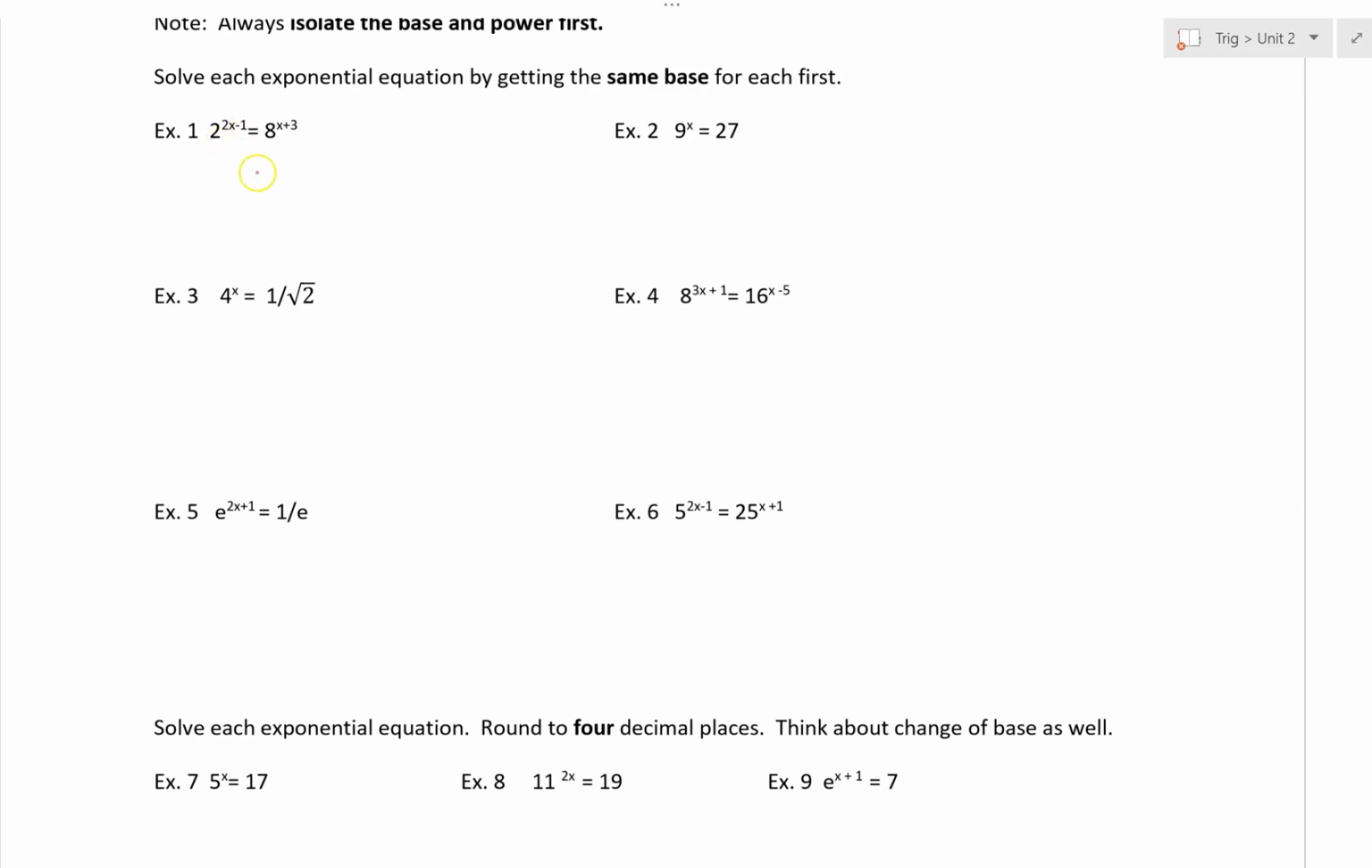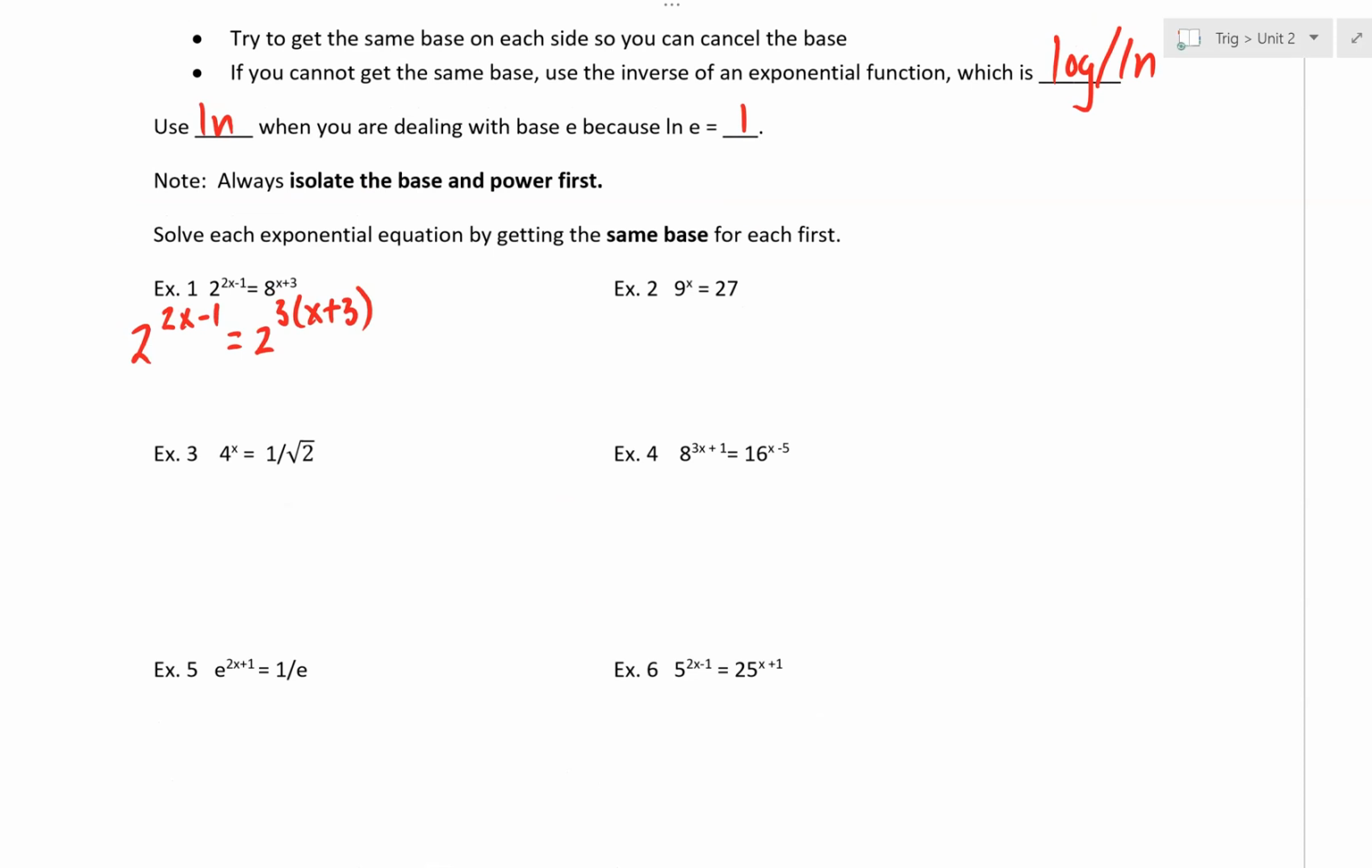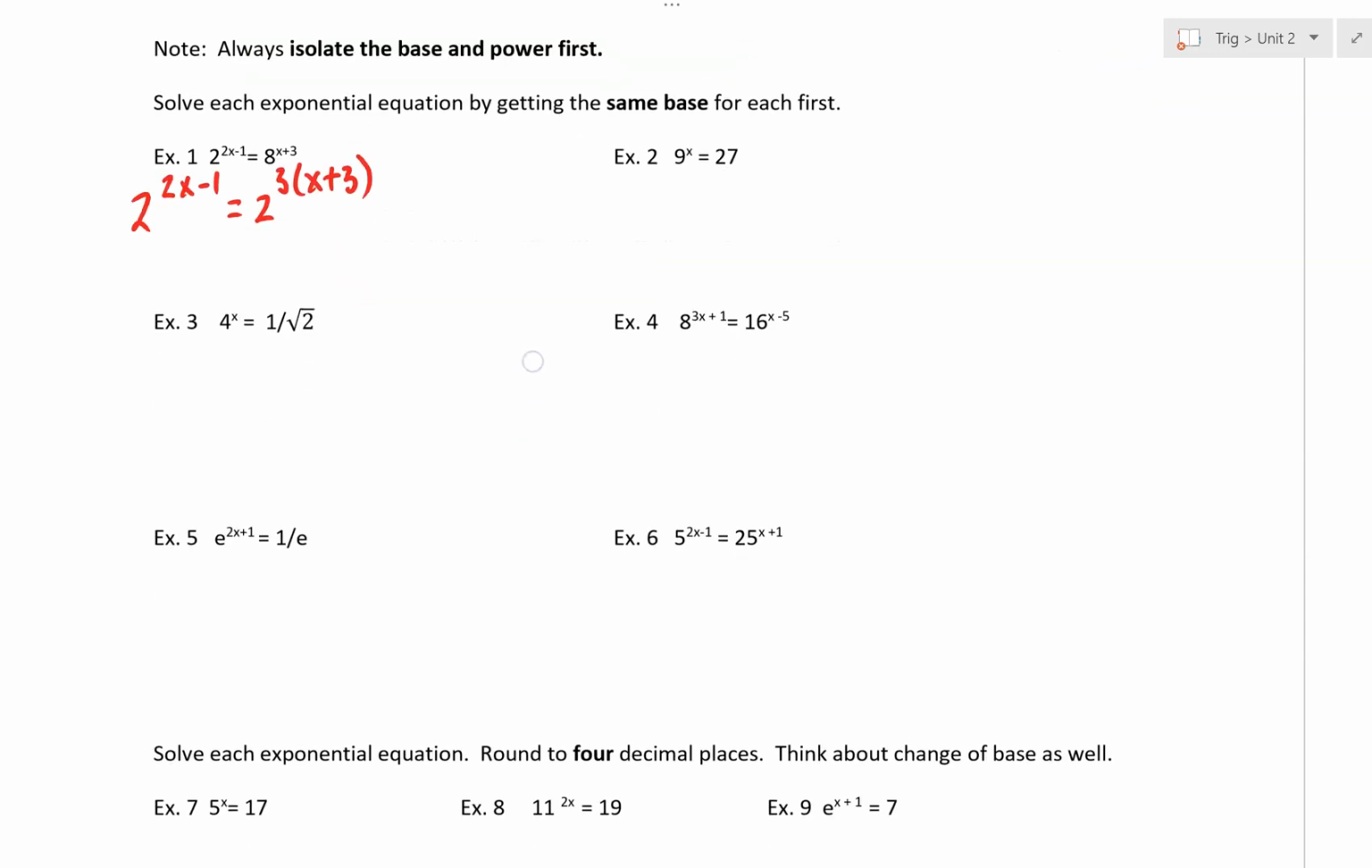Looking at this one, it's 2 to the 2x minus 1 is equal to 8 to the x plus 3. Trying to get the same base, you're going to get 2 to the 2x minus 1 is equal to 2 to the third power times x plus 3. Now, the reason this works is pretty straightforward. If the two bases are equal, then the exponents that go with them must also equal each other. That's the goal. Eliminate the bases, and now we do the work.